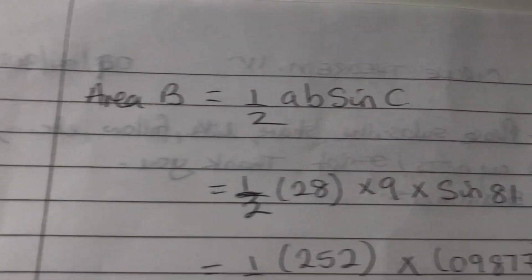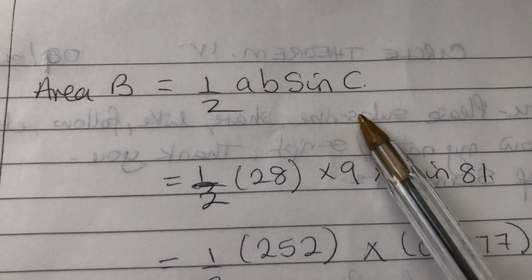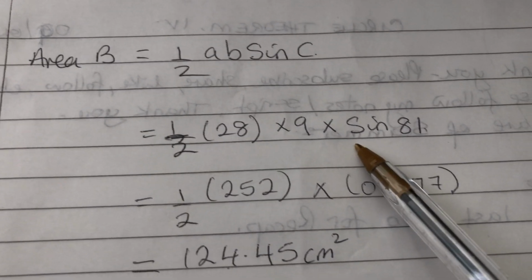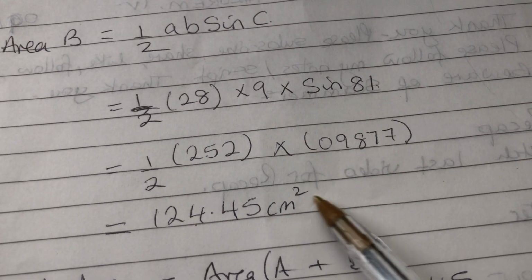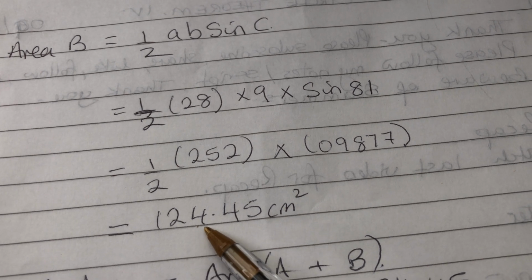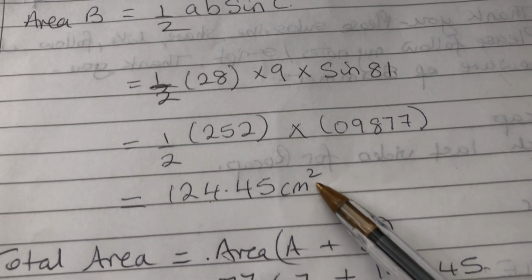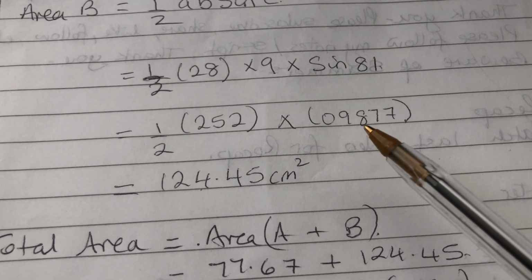The second one is half again, 28 times 9 centimeters, sine of 81. I've written that one here. So area B is half ab sine C, so half times 28 times 9 times sine of 81. If you do that on the calculator, you have 124.5 centimeters squared. Area is in centimeters squared, because they gave you the lengths in centimeters.